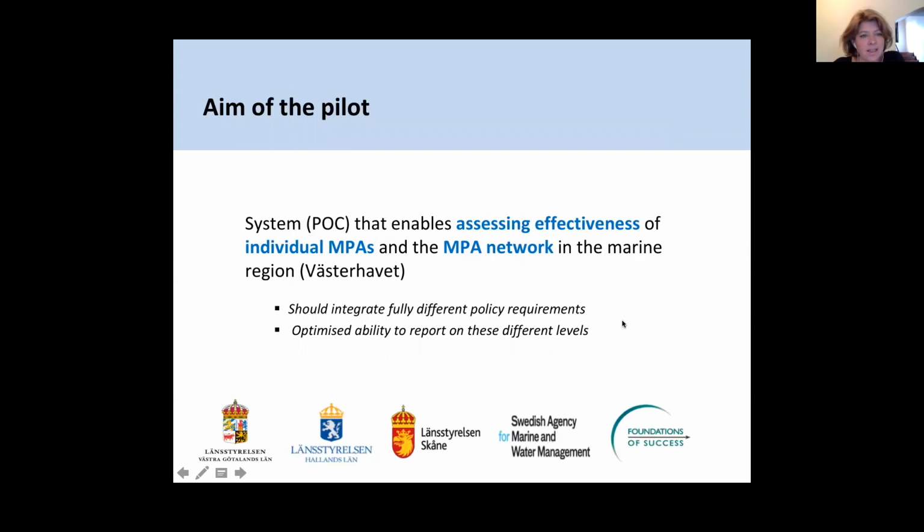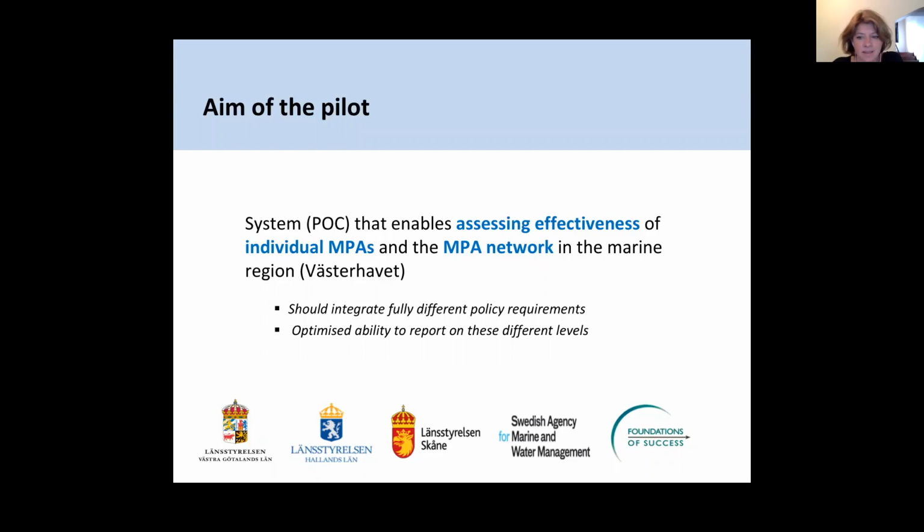All right. The aim of this particular pilot was to develop a system that enables us to manage projects adaptively, and in particular to assess the effectiveness of individual MPAs, but also of the MPA network, which consists of these individual MPAs, in the context of a particular marine ecoregion. That ecoregion is called Västerhavet, and it's in Sweden.